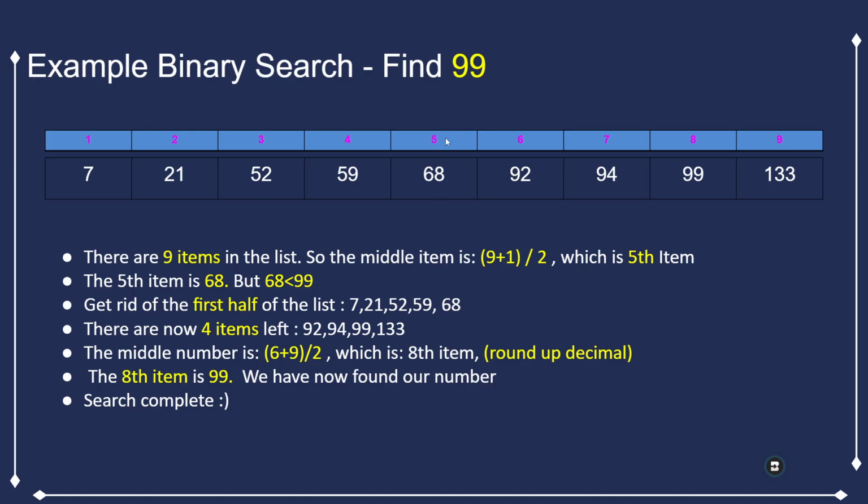One more time, why not? Because we've just found out that the number we're looking for is 99 and our middle item is 68, so it can't be on the left-hand side anymore. Just discard it. What is left for us is this part: 92, 94, 99, 133. Okay, so this is a new list.